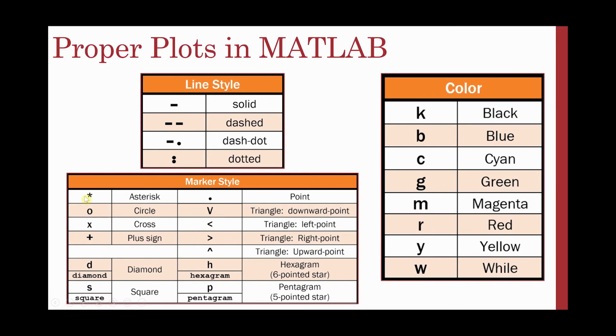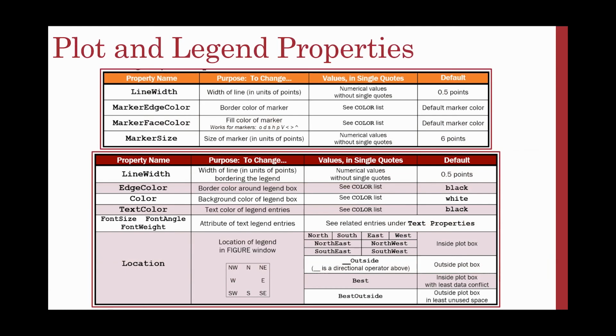We can have different marker styles. We can do an asterisk, we can do a circle, which is an o, we can do a cross, we can do a plus sign, we can do diamonds, we can do a square, we can do a point, we can do a triangle pointing downward, a triangle pointing to the left, a triangle pointing to the right, a triangle pointing upward, a hexagram, and a five-pointed pentagram. So there's different formats.